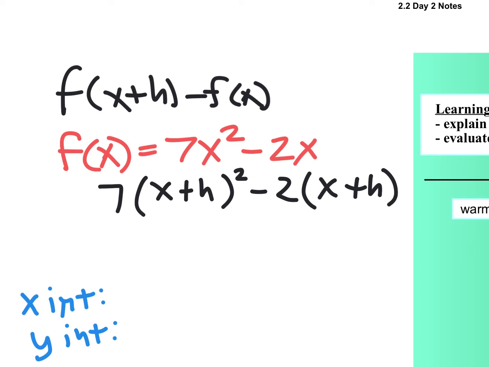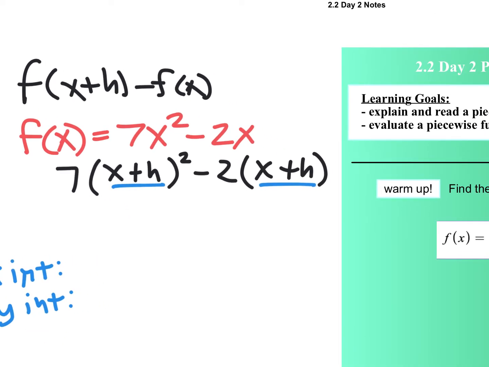So we have started with this problem and we have entered x plus h for both of our variables. If you see me do something wrong here, you've got to stop me and let me know. Now we also have to subtract f of x. So if I right now just say minus the function 7x squared minus 2x, I just did it wrong because I only subtracted the first part of that function.